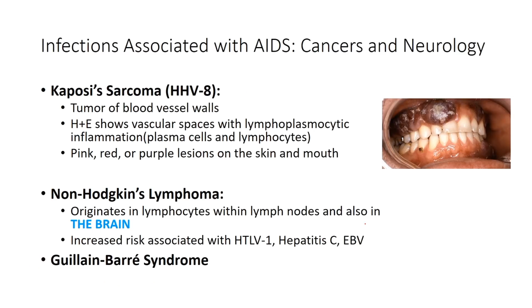Now on to the cancers and neurology. This is one of the last things we're going to be discussing in this module. Kaposi sarcoma, which is caused from HHV8 or human herpes virus 8. This is very high yield to know for exam purposes. And this is pretty much a tumor of blood vessels. And we have to differentiate it from bacillary angiomatosis, caused from Bartonella henselae, which is your cat scratch disease. Why? Because they look very similar in presentation to one another.